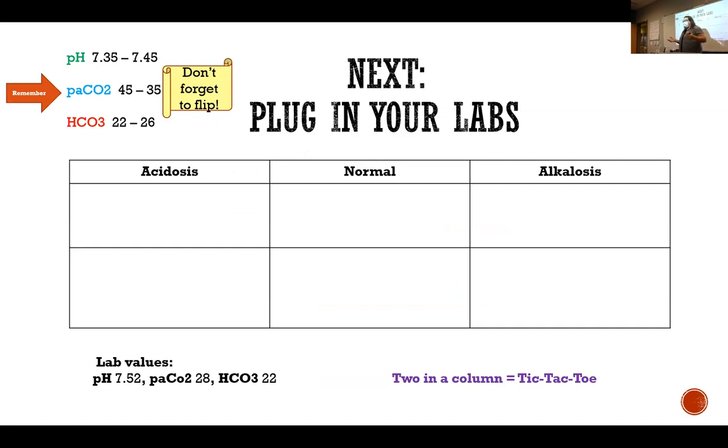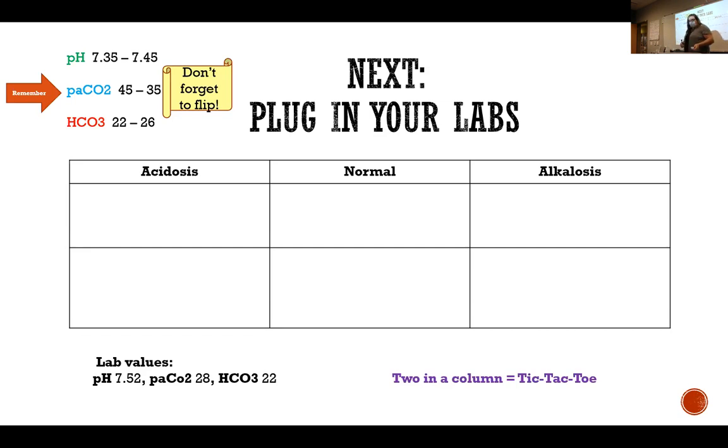This is a lot like what you did with Miss Bailey last semester. We go ahead and write our numbers at the top and we flip it, just like you were talking about, 45 to 35, so that we have our acidic on one side and our alkalotic on another. And then this is our example question. Two in a column means a tic-tac-toe. How do we get a tic-tac-toe? Two in a column, right? And that's going to tell us if it is acidic or alkalotic, and then what system is out of whack. What system is abnormal, okay?